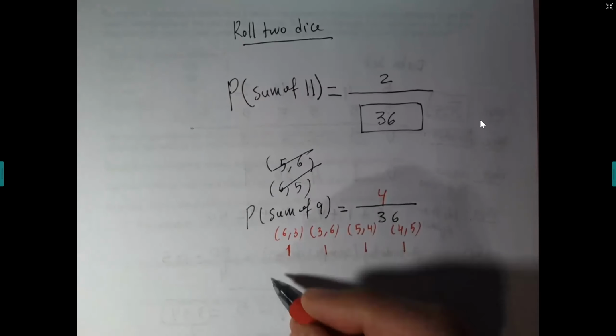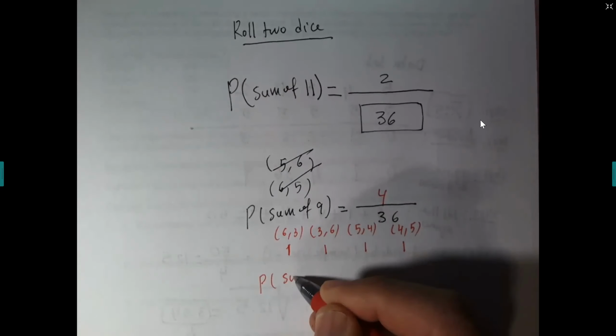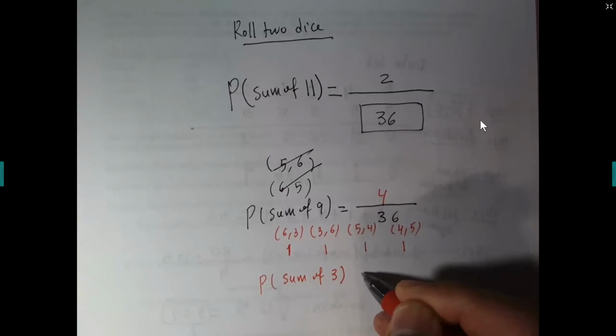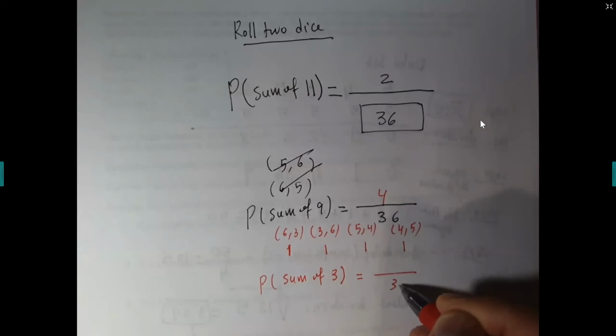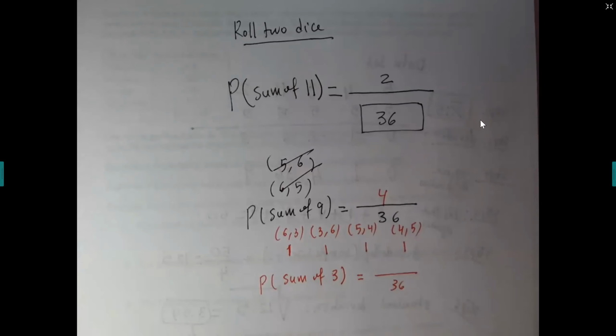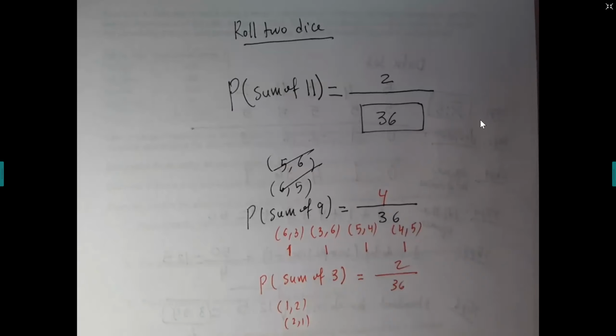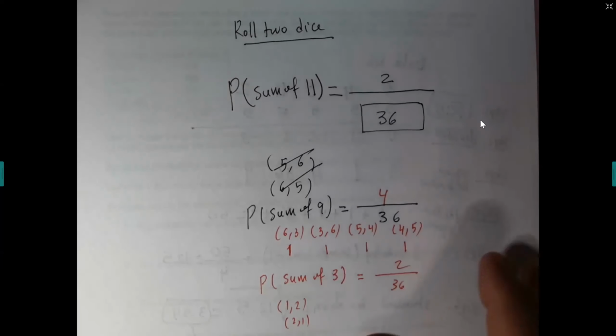Okay, last one, probability of sum of 3. Again, guys, that's a 36 at the bottom. What would you get on the 2 dice to get a sum of 3? What should you get? 1 and 2 and 2 and 1. That's it. Yeah. 2 out of 36. And that is the definition of classical probability.